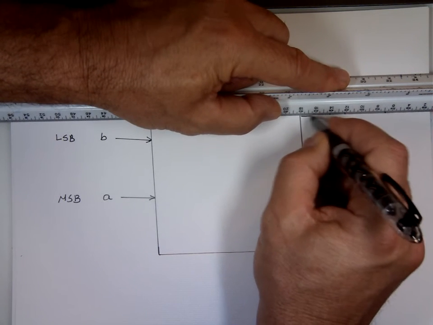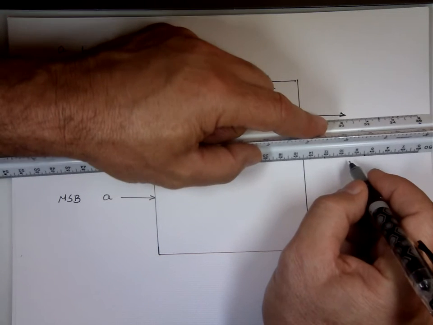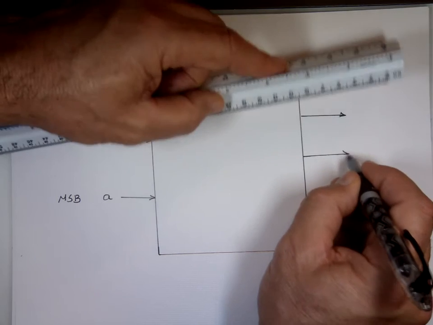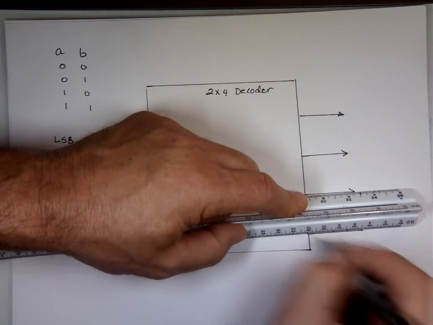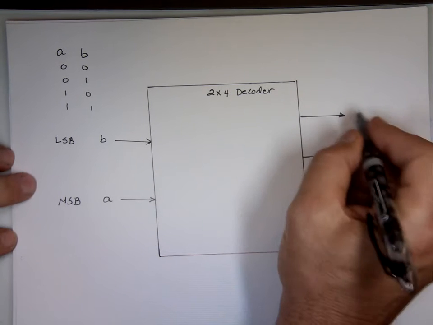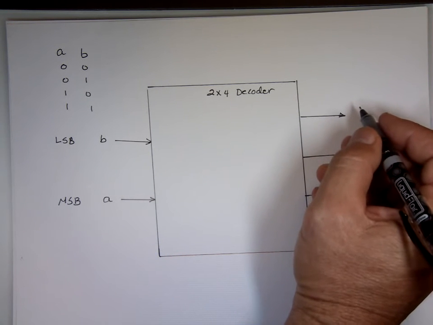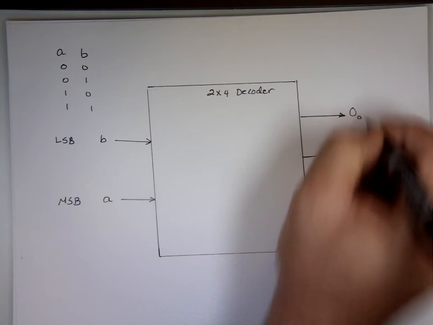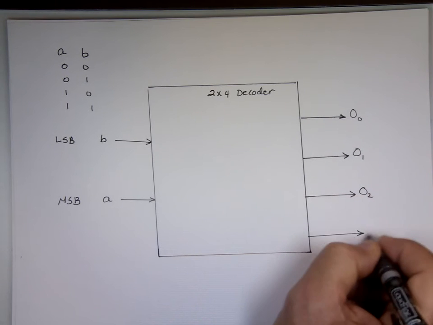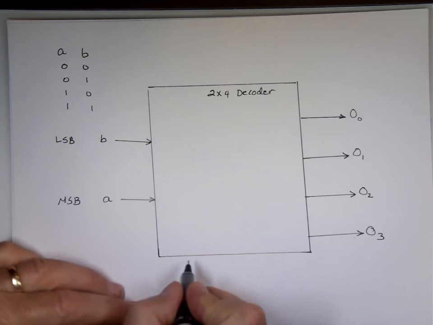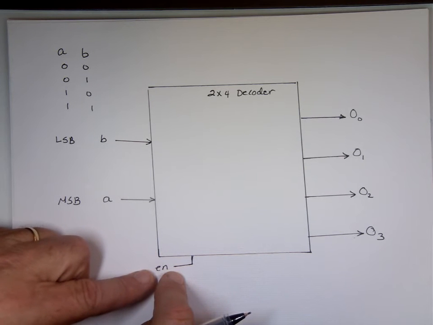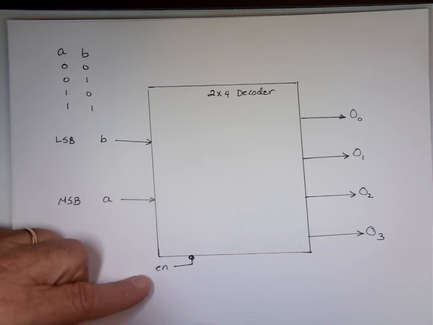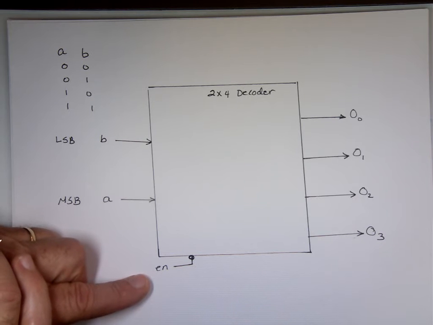And if I don't draw a bubble at the end of that, like a little circle, that means only one of these will be high at any given time. So this is, I don't know, what should we call them? Output 0, output 1, output 2, output 3. And here's my chip enable. So for this to work, that means the enable has to be high or low? High. There's no bubble there. If I put a bubble here, for this to work, the enable will have to be what? Low.